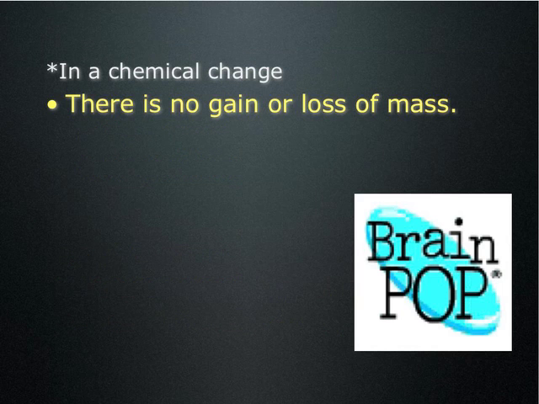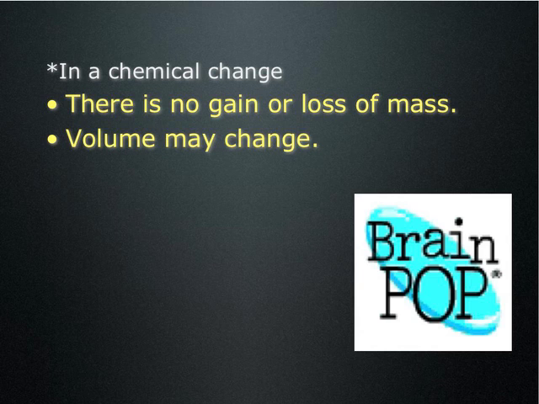All right, so in a chemical change, we know by the law of conservation of matter that there's no gain or loss of mass. When you have a chemical reaction, what you end up with is the same mass as what you started with, because we know we cannot create or destroy matter. We're basically just transforming it from one form to another. Volume may change. So while the mass doesn't change, volume can vary.